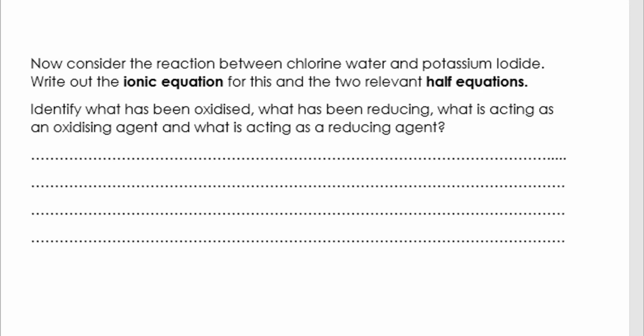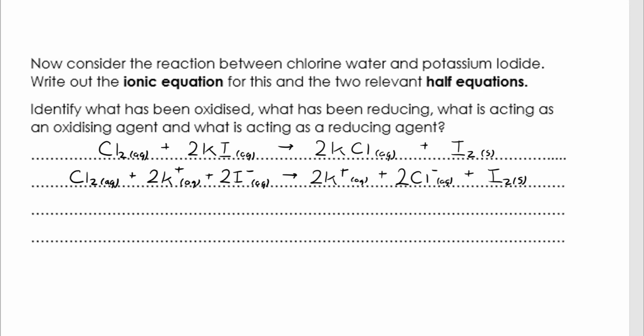And let's take a look at the answer. So we'll begin with the full equation. My Cl2 reacting with KI, making 2KCl and I2. In an ionic equation, we break down anything that's ionic and aqueous. So I can break down my KI, I can break down my KCl. But Cl2 and I2 are covalent, so they stay as they are.